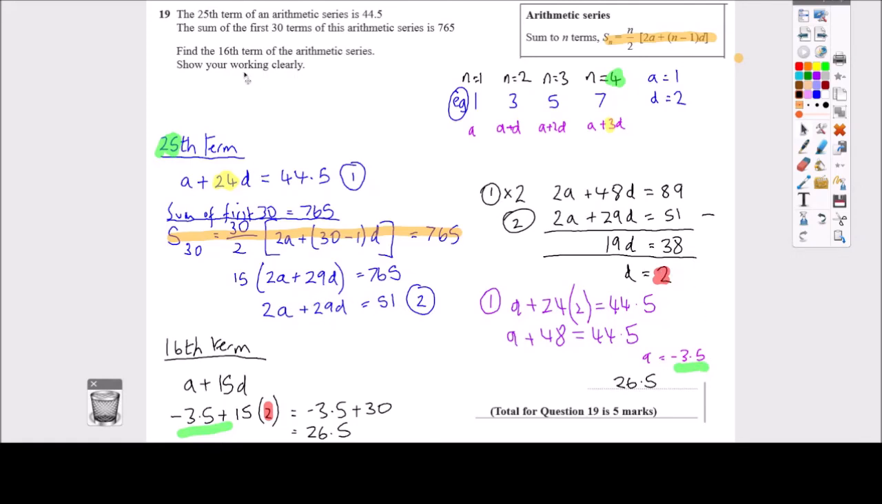So we can now go and work out what the 16th term is. The 16th term is when it's a plus 15d. Remember again, the difference between the position and the number of d's. So substituting in that a is minus 3.5 and d is 2, we get the 16th term being 26.5.